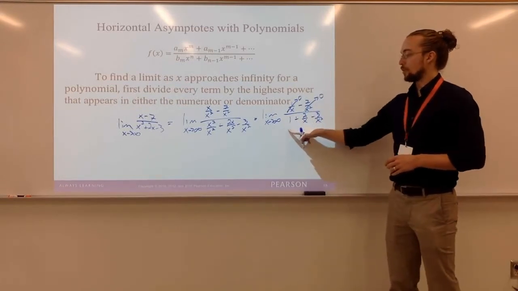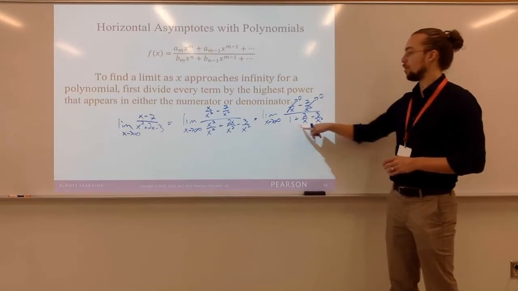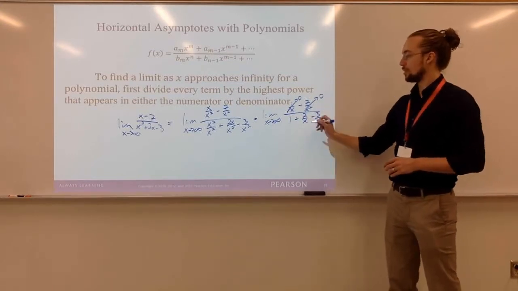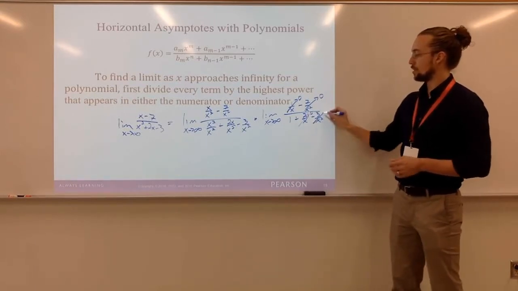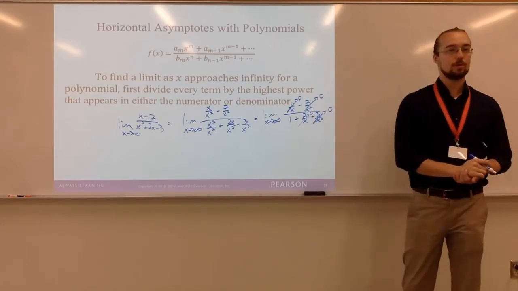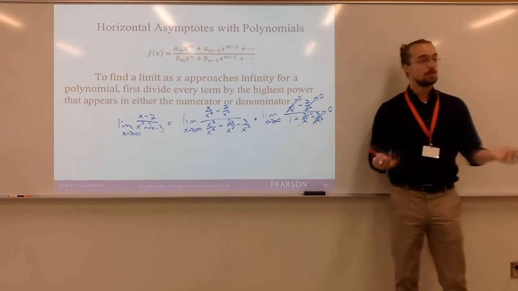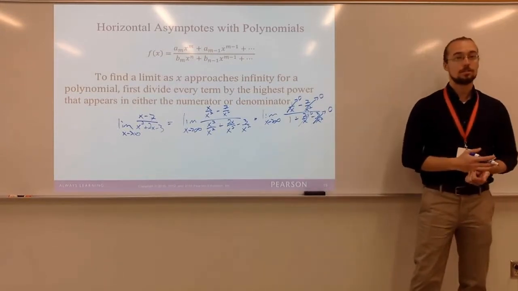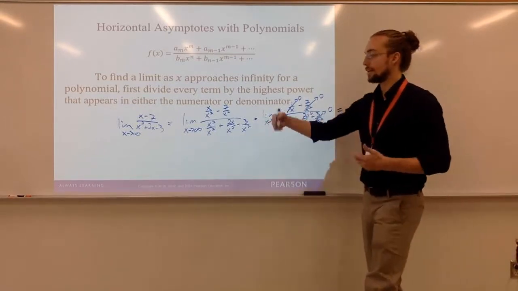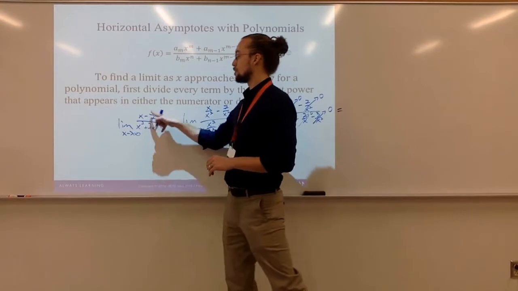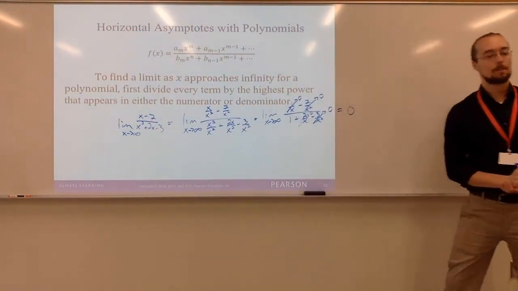Well, there's no x value here, so that's just going to stay 1. How about 2 over infinity? 0. Minus 3 over infinity squared, also going to go to 0. So we get 0 over 1. What's 0 over 1? Just 0, right? So my answer, the limit as x approaches infinity of this function is 0.